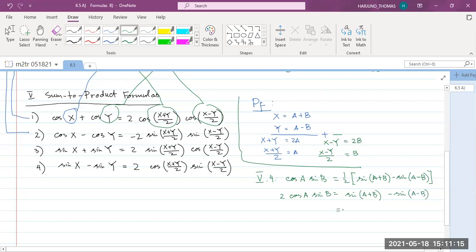Then do the substitution. So sine A plus B becomes sine X, A minus B becomes Y. Now, if you do such substitution, then A becomes X plus Y over 2, and B becomes X minus Y over 2. But that's exactly what you see in formula 5.4.